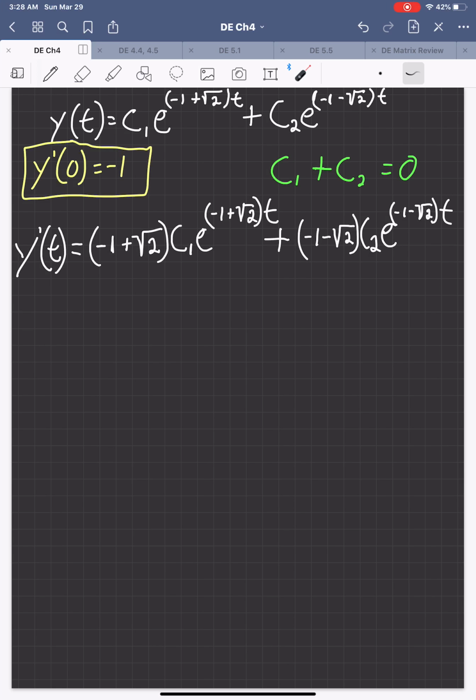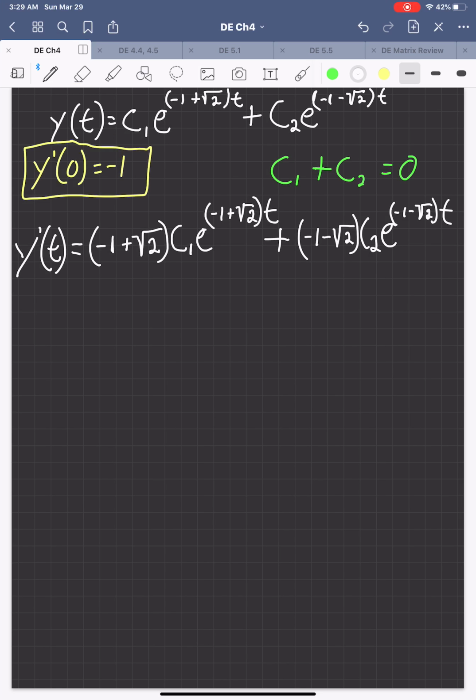Now let me just make sure I didn't make any silly mistakes while I was talking out loud. Well, none jump out at me. So what I'm going to be doing right now is plugging the 0 in for t, and I'm going to be setting the first derivative equal to -1. So the good news is all of this, since t is going to be 0, is going to become 1. Right? Does that make sense? So let me go ahead and produce that now.